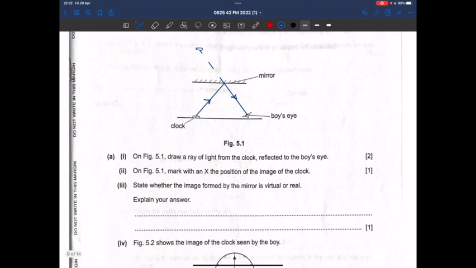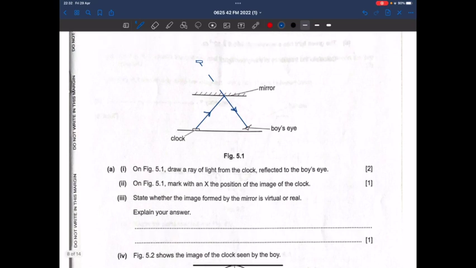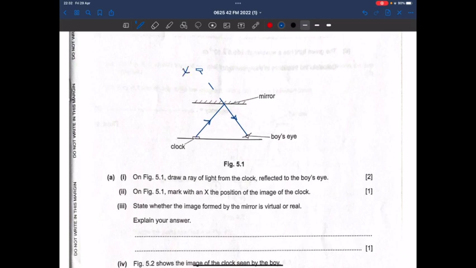So right now, we did the first two questions. On figure 5.1, draw a ray to the eye and mark with an X the position of the image. So I just need to write here X, and this is the position of the image.